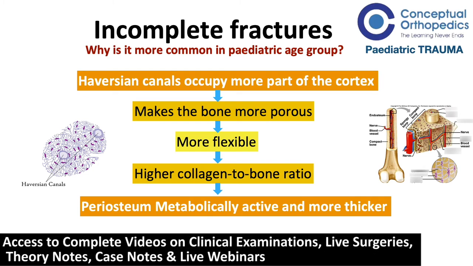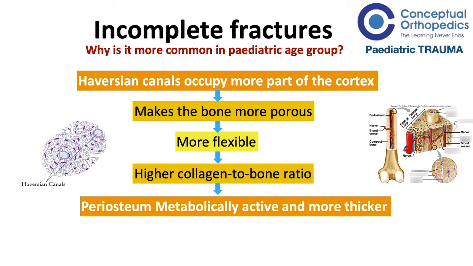Why are incomplete fractures more common in the pediatric age group? It is because the haversian canals occupy more of the cortex, as you see there, and make the bone much more porous and much more flexible. There is also a higher collagen to bone ratio in the bone as a tissue, and the periosteum is metabolically active and much thicker than in an adult.